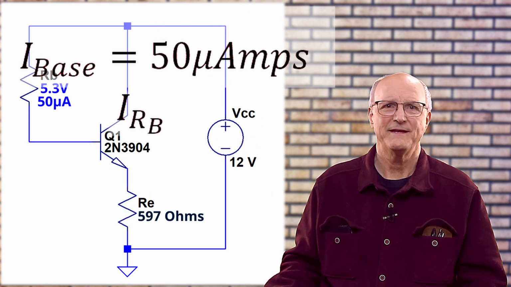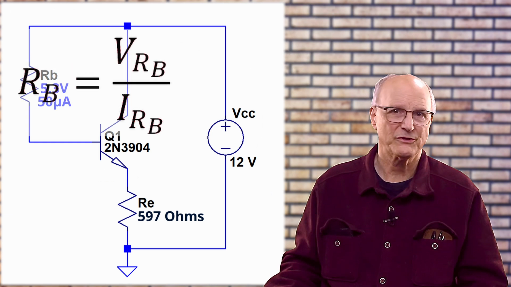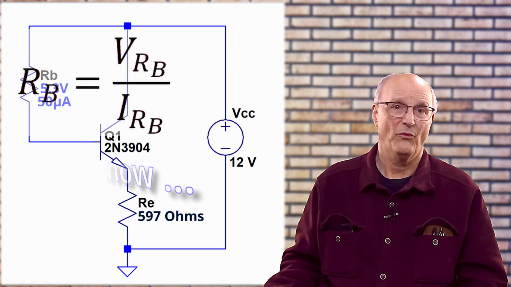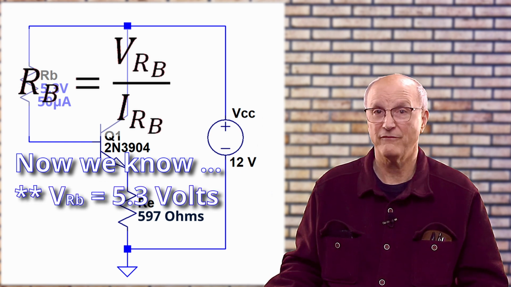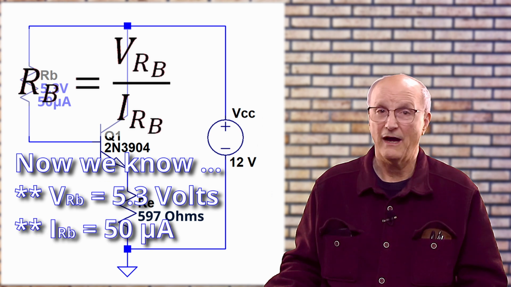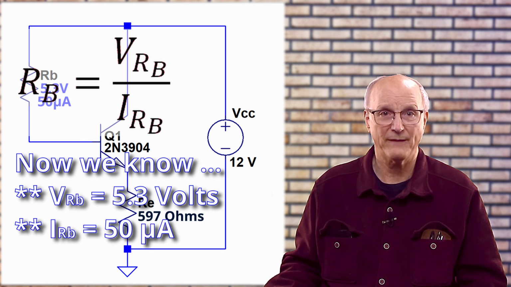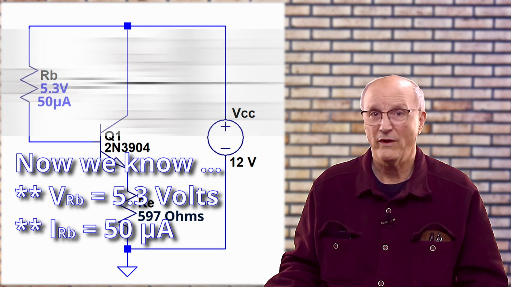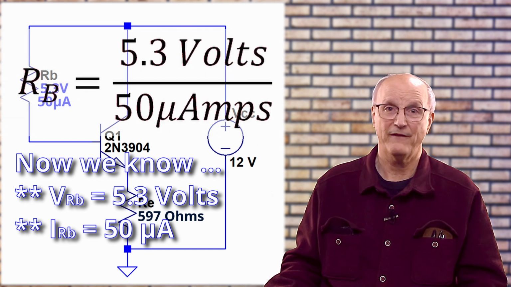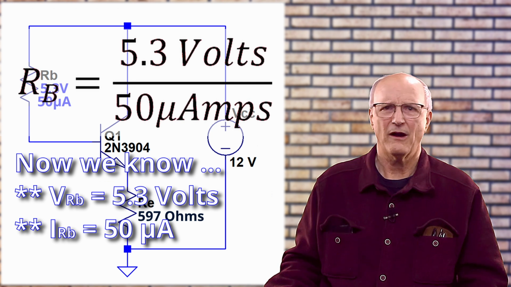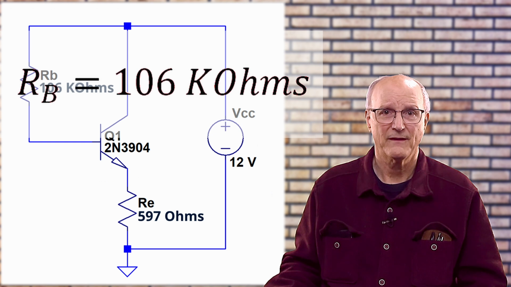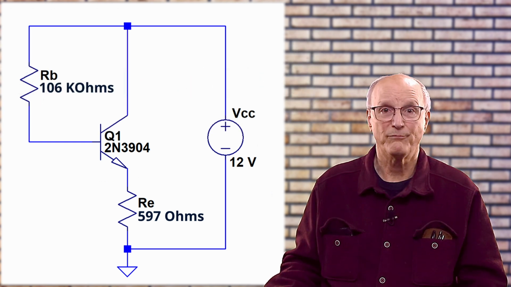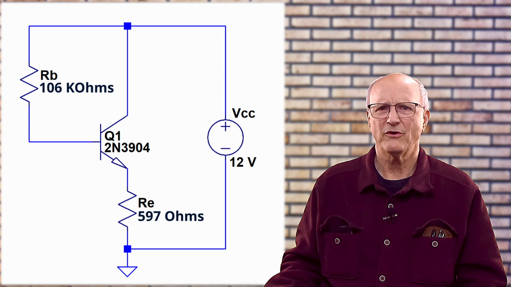Now we get to go back to our original Ohm's law equation. We now know that the voltage across the resistor, V sub RB, is 5.3 volts, and the current through it, I sub RB, is 50 microamps. Putting in what we know, we get 5.3 volts divided by 50 microamps, so our base resistor needs to be 106 k ohms. We have now accomplished both of our goals. I'm going to go to the bench to see how this stacks up with reality.